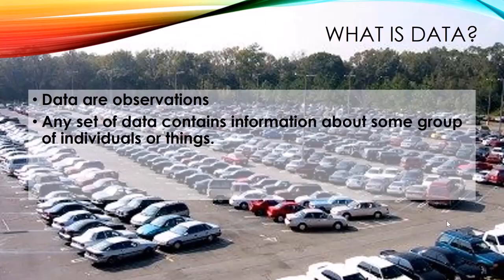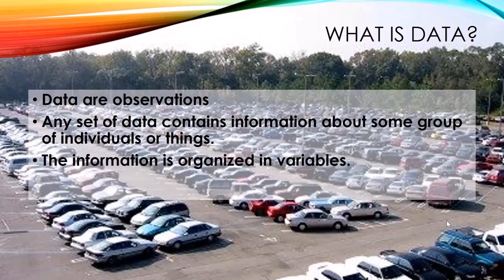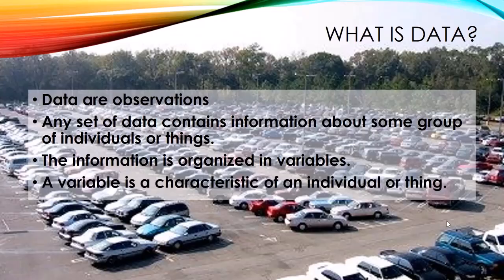Any set of data is going to contain information about some group of individuals or things. In our example, the things that we're collecting information on are cars. We generally organize this information into variables. So for example, the color of our cars, red or white or silver, that would be a variable. Another variable could be the make of the car. A variable is a characteristic of an individual or thing. So, for example, color is a characteristic of a car. The company that manufactures it is another characteristic of that car.